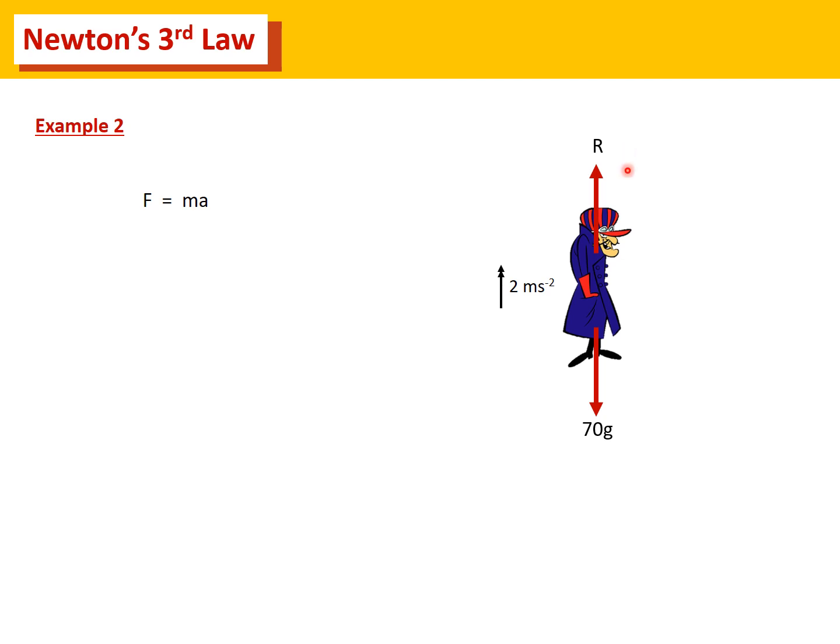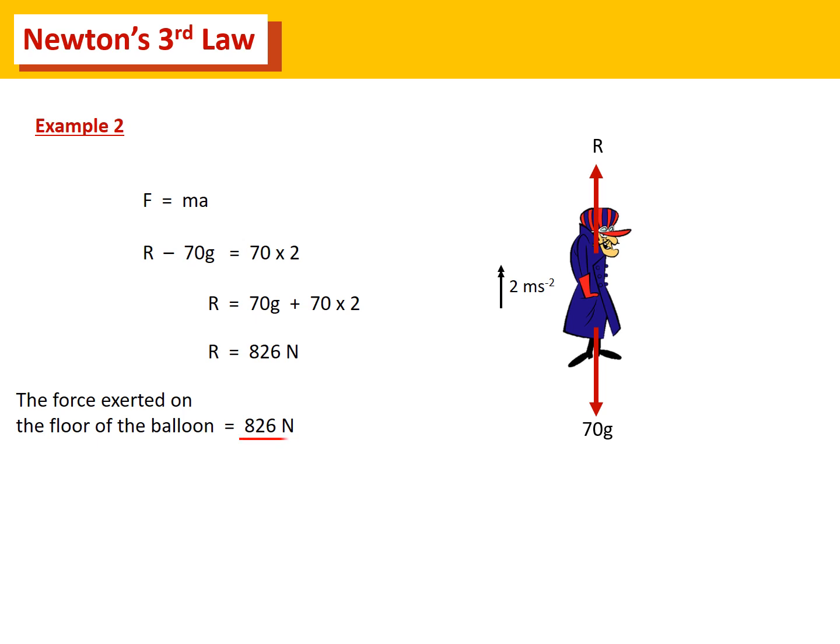R upwards minus 70g downwards, and that equals mass, which is 70, times the acceleration, which is 2. And then when we rearrange that, we find that R equals 826 newtons. That's the force on Dick Dastardly. It will be equal and opposite to the force that Dick Dastardly is exerting on the floor of the balloon.